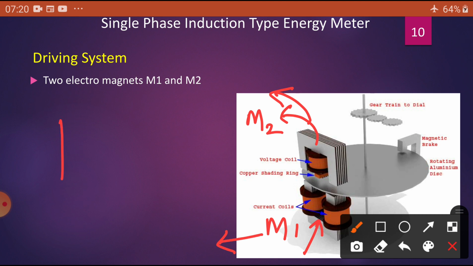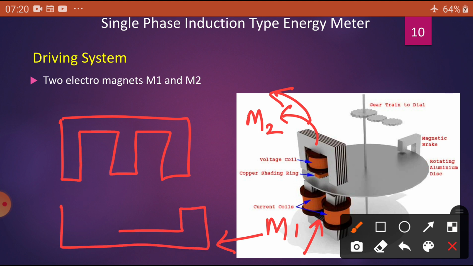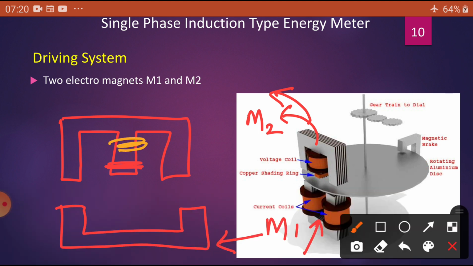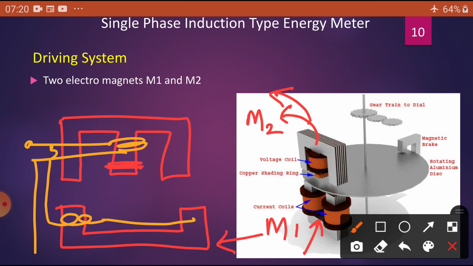So, M2, just like previously we have seen, this is the M2 and U shape, this is known as the M1. So, there is a copper band and there is a winding also provided on it. This winding is connected here directly and here one winding is connected through the load bulb. You connect the bulb.